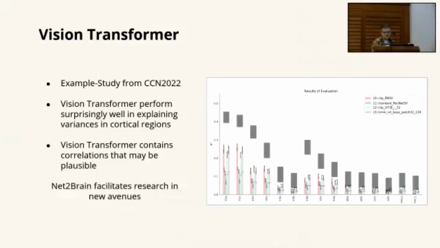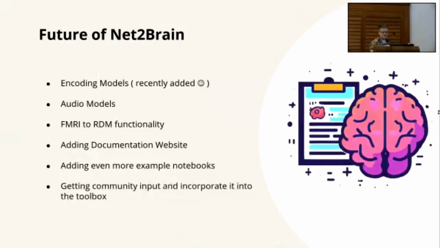So as you could see, conducting research with Net2Brain is really easy, and it's easy to explore new ways. This is another example that we reported at CCN that shows how Vision Transformer constantly showed incredible performance in correlation to cortical regions. And this, for example, just highlights that Vision Transformer can also be good models of the brain, which can make sense if you think about it, although it was also surprising for us. And yeah, Net2Brain basically facilitates this kind of research.